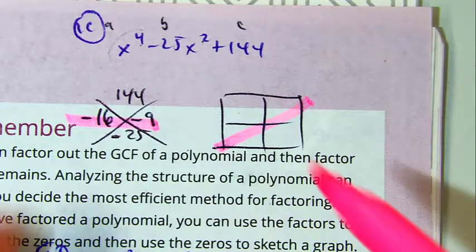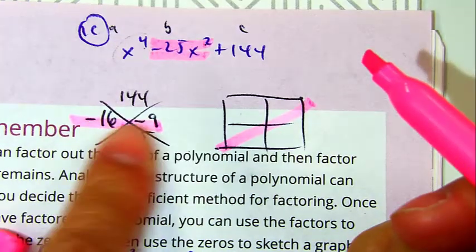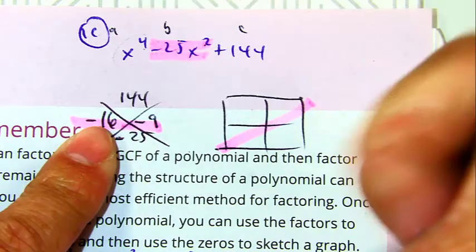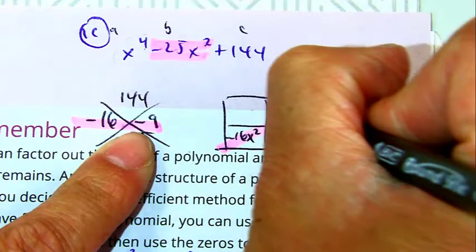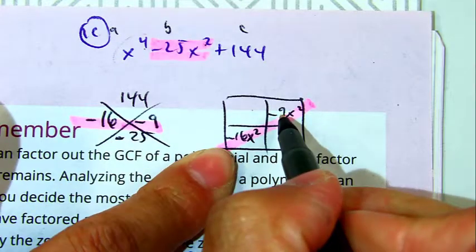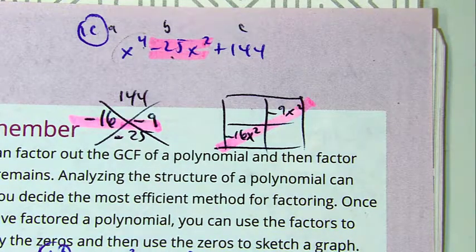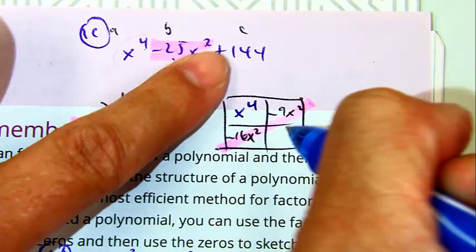Remember, these two are splitting this term, which means that I have to add x squareds. Does that make sense? Negative 16x squared plus a negative 9x squared. Negative 16, negative 9 gives me negative 25. And then I just need to fill out the rest of the box. So x to the 4th, 144.